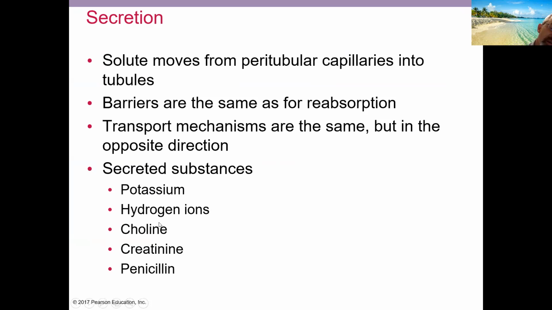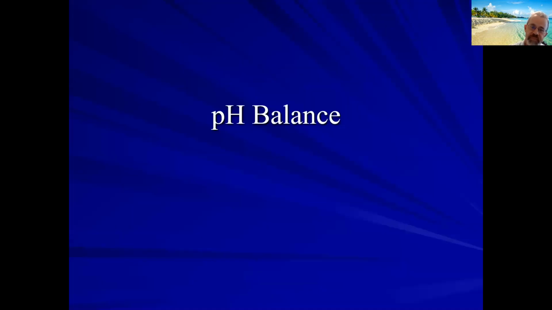Hydrogen ions, think of hydrogen ions, think of acidity, right? Choline. So these are substances that make their way into the kidney. I'm not going to go over the transport mechanisms of them, but just know that they enter into the kidney tubules, not from the glomerulus, but from the peritubular capillaries. All right. So one of the substances that can be actively secreted is hydrogen ions. So that brings us into discussing pH.